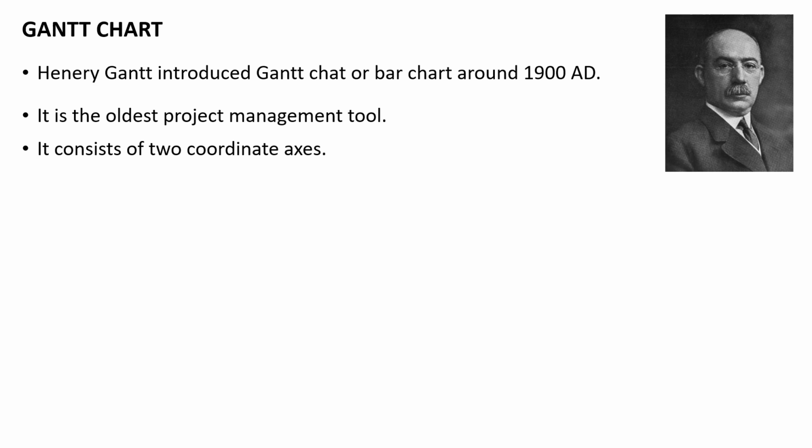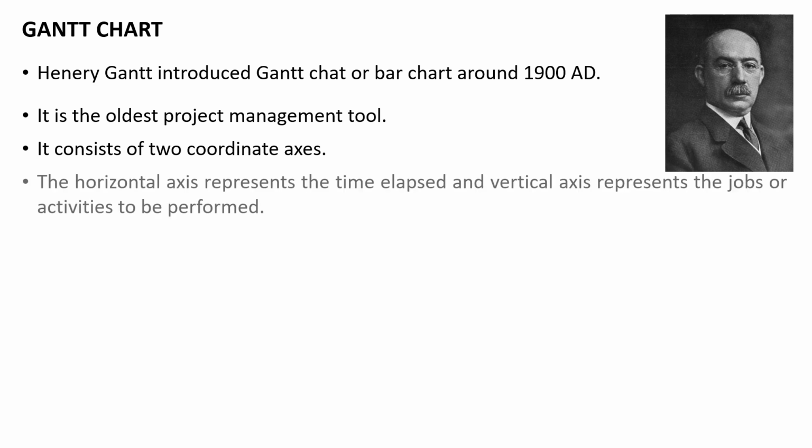It consists of two coordinate axes. The horizontal axis represents the time elapsed and the vertical axis represents the jobs or the activities that have to be performed.